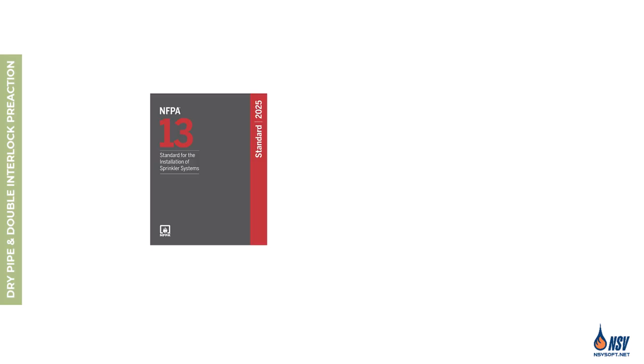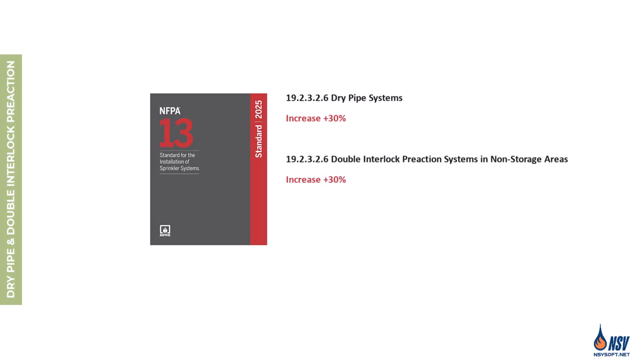To compensate for the delayed response inherent in dry pipe systems, NFPA 13 requires a 30% increase in the design area. This adjustment accounts for the additional time it takes for water to reach the activated sprinkler, helping ensure the system can effectively control a fire that may have spread further during that delay. In addition to dry pipe systems, NFPA 13 also requires a 30% increase in the design area for double interlock preaction systems in non-storage areas due to delayed water delivery.